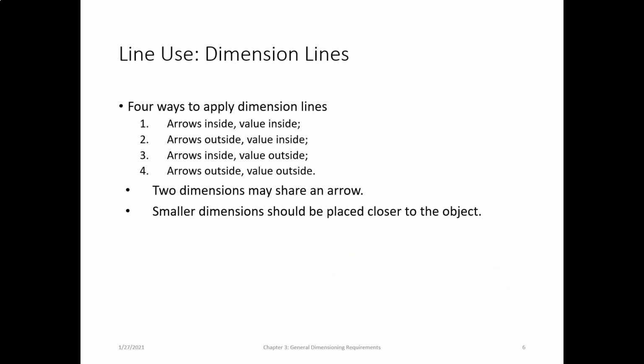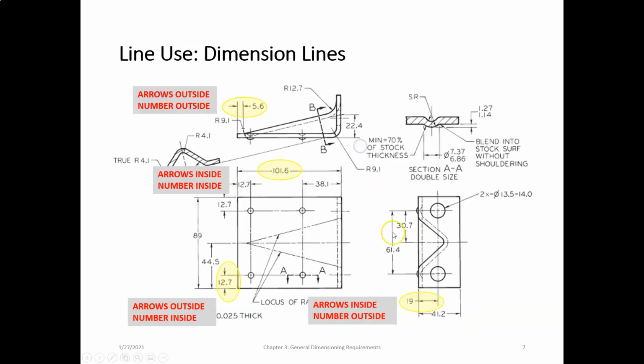There are four ways to apply dimension lines. We can apply them with arrows on the inside and dimension values also on the inside. Arrows on the outside, dimension values on the inside. Arrows on the inside, values on the outside, or arrows on the outside and values on the outside. Two dimensions may share an arrow, and smaller dimensions should be placed closer to the object.